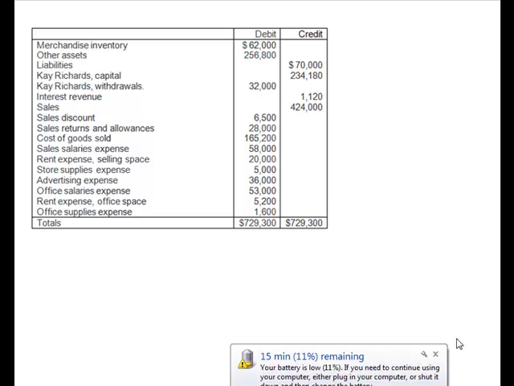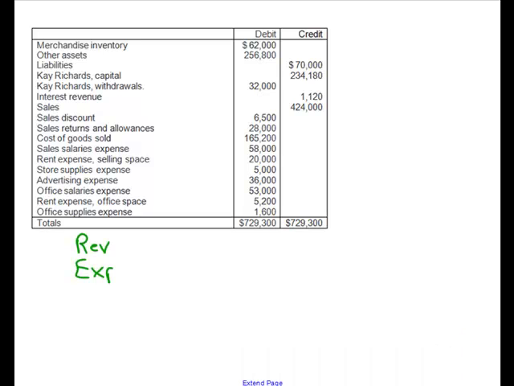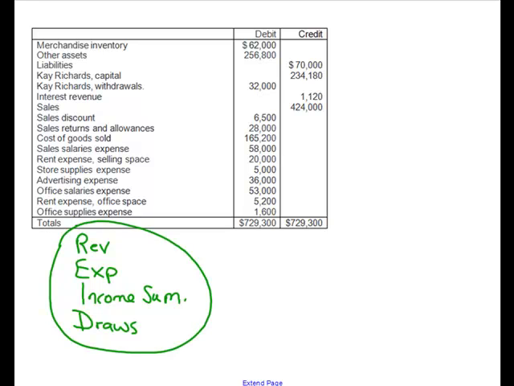All temporary accounts are closed out to zero, and the temporary accounts were revenues, expenses, income summary, and withdrawals or draws by the owner. So those are the 4 types of temporary accounts. Now, in a merchandising company, we've got some revenue accounts that have debit balances. So in these 2 steps, we're going to make a couple of changes. For the first step, we're going to close all of the temporary accounts with credit balances. And when we close the expenses, we're going to close all of the temporary accounts with debit balances.